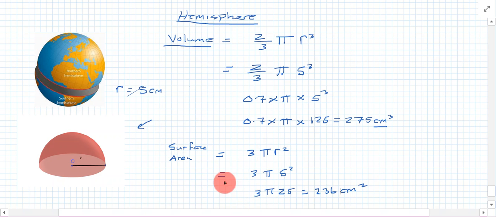So again, they're straightforward formulas. It's just knowing how to use them. So we've looked at what hemispheres are. This is the radius here. This is what it looks like, a half circle. And we've looked at calculating the volume and calculating the surface area. Okay, thank you for listening.